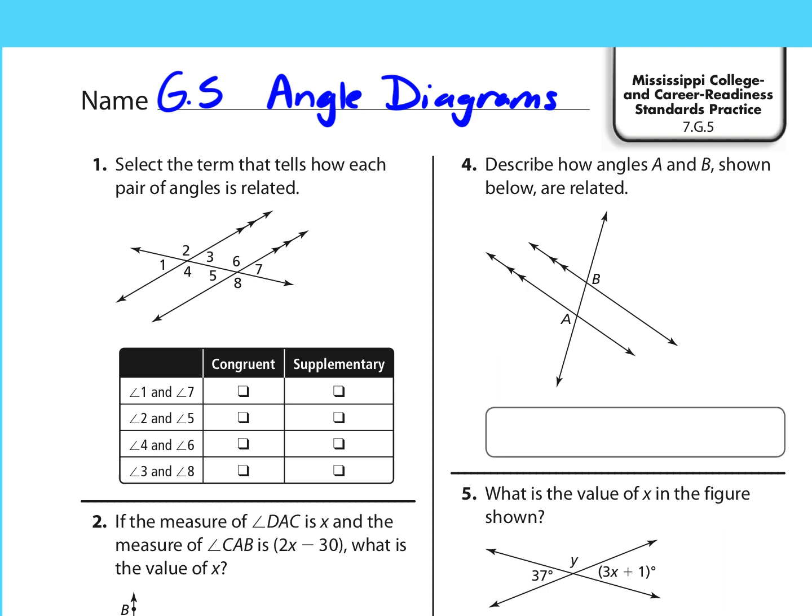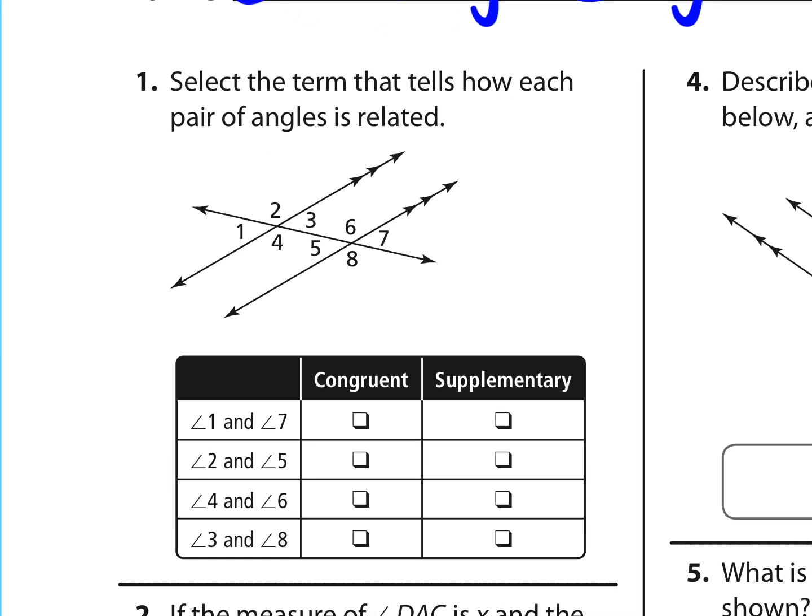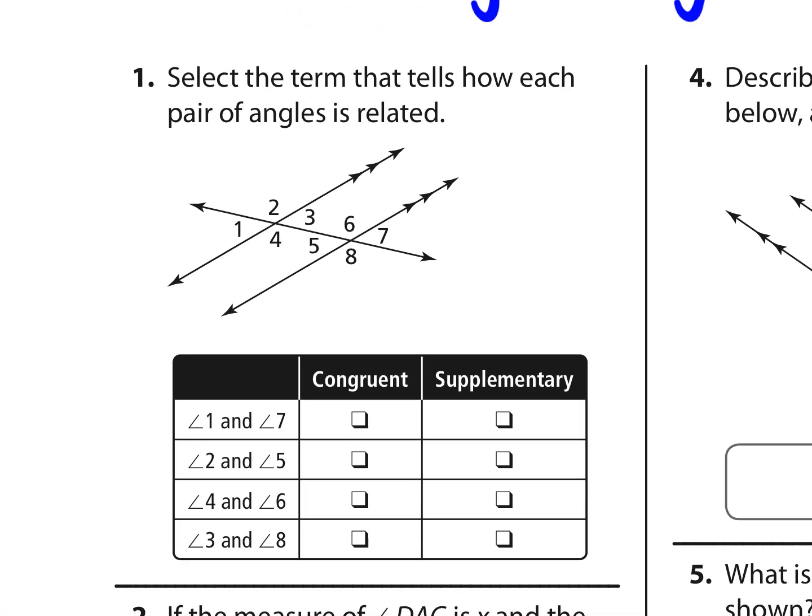Standard G5 is about angle diagrams, and these are really focused on finding angle measures in different setups of diagrams. We're going to start with problem number 1. Select the term that tells how each pair of angles is related. So let's start with angles 1 and 7.